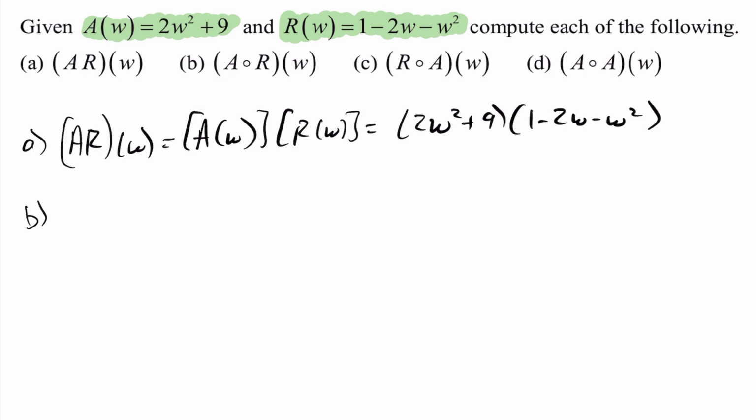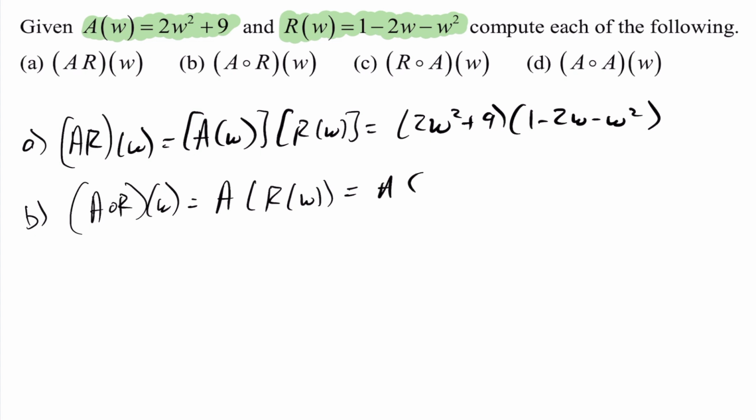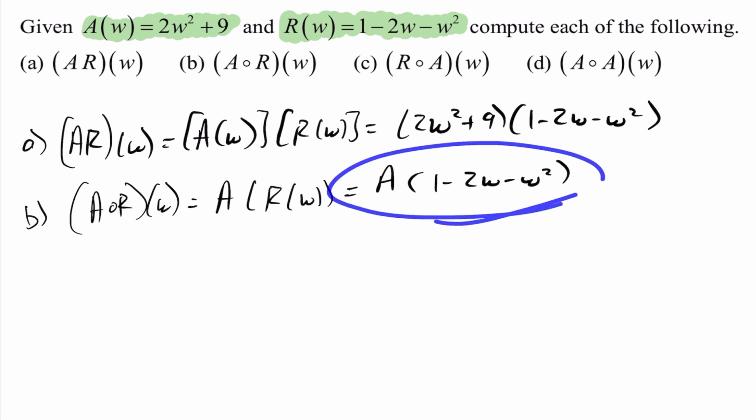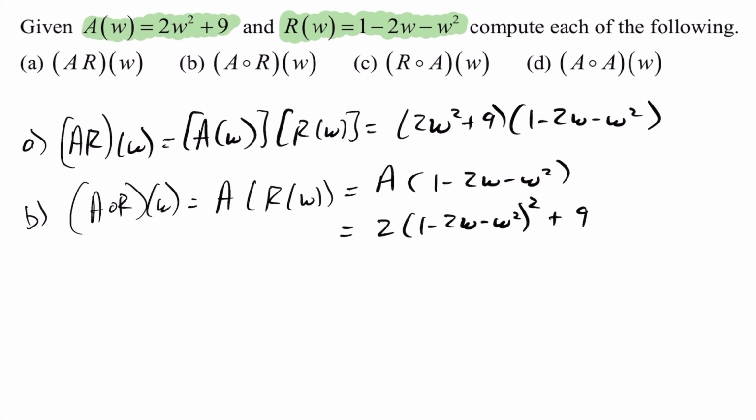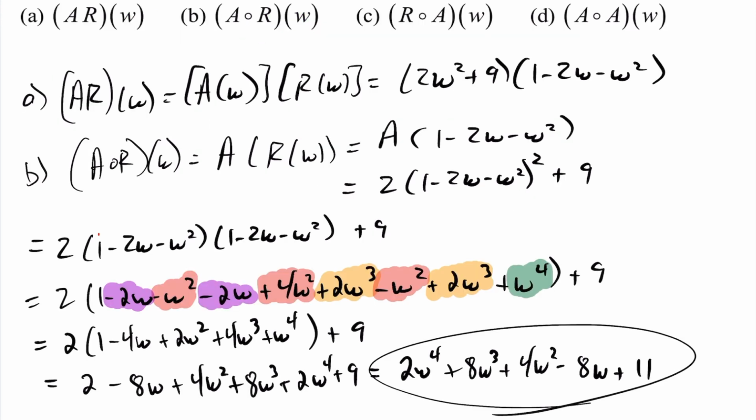All right, take a look at B here. We want to calculate A composite R acting on W. By definition, this is going to be A acting on R acting on W. And R at W is 1 minus 2w minus w squared. And now what I'm going to do is everywhere that I see a w in my function A, I'm going to be changing that to a 1 minus 2w minus w squared. So this gives us 2 times 1 minus 2w minus w squared, all to the power of 2 plus 9. Expanding and simplifying, we end up getting 2w to the fourth plus 8w cubed plus 4w squared minus 8w plus 11.